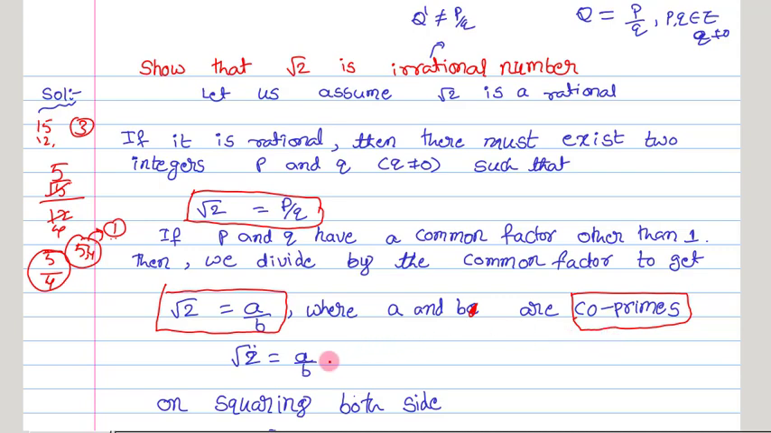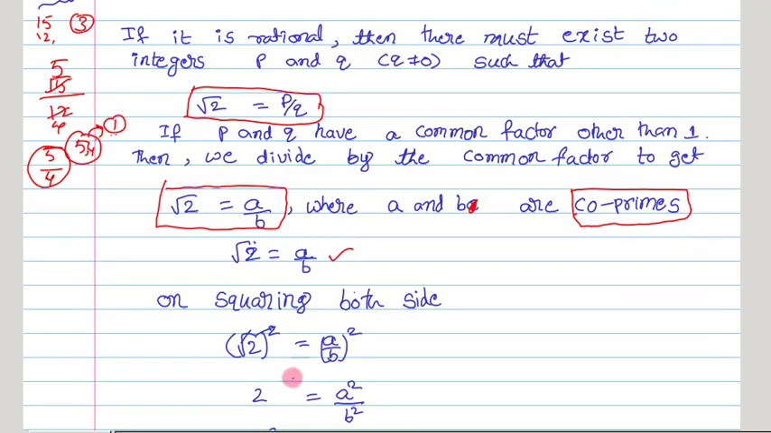If you take root 2 equal to a by b, on squaring both sides, this can be written as root 2 the whole square is equal to a by b the whole square.